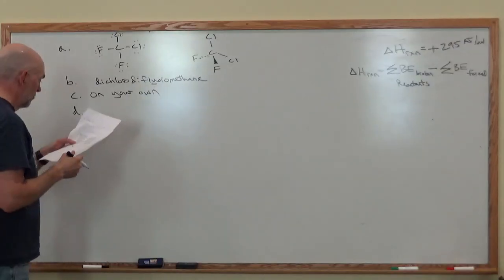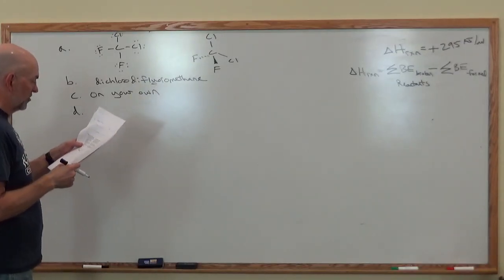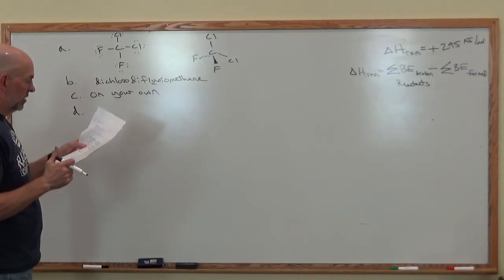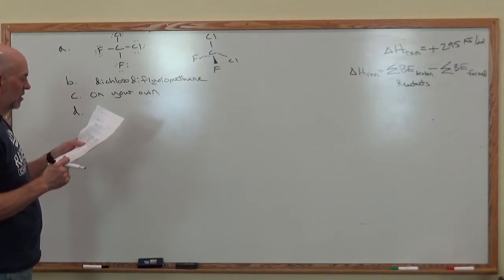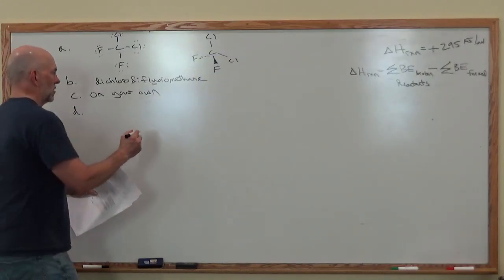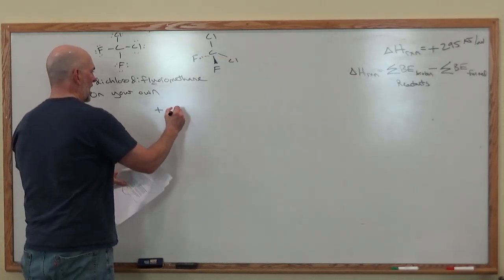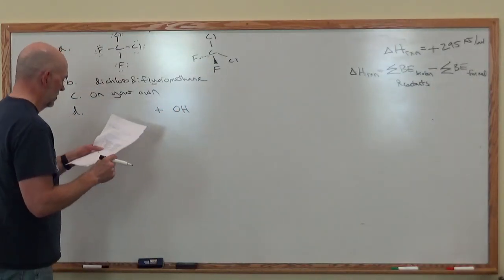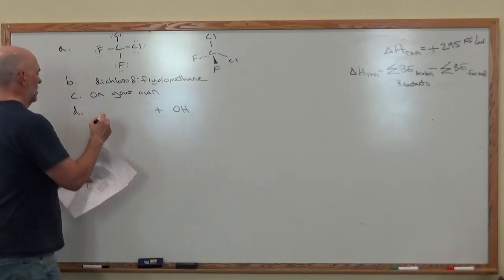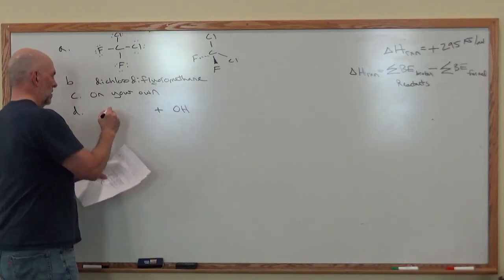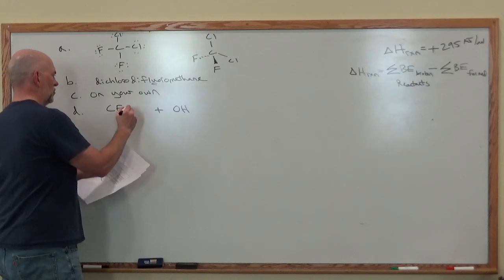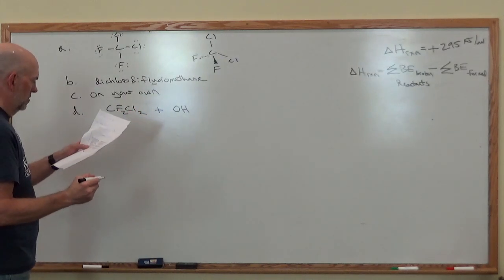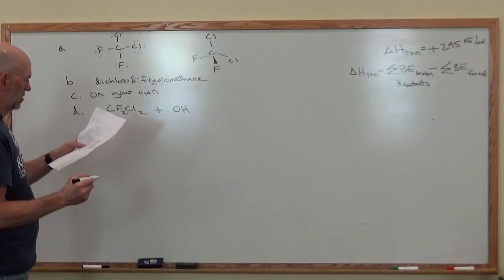D, write the appropriate chemical equation for the abstraction, again that's a good word, of a fluorine atom by a hydroxyl radical. Okay, so we're taking a hydroxyl radical, which we can show like that, and we'll do a more explicit diagram. And CF2Cl2.